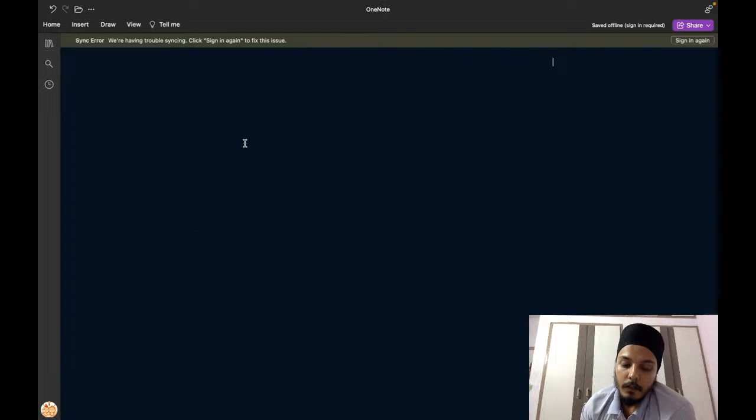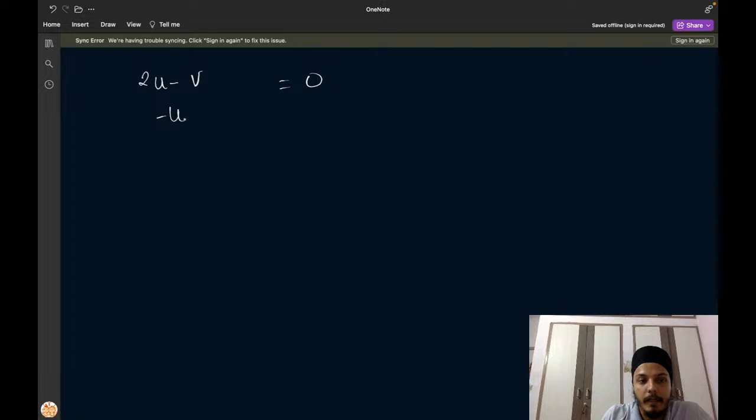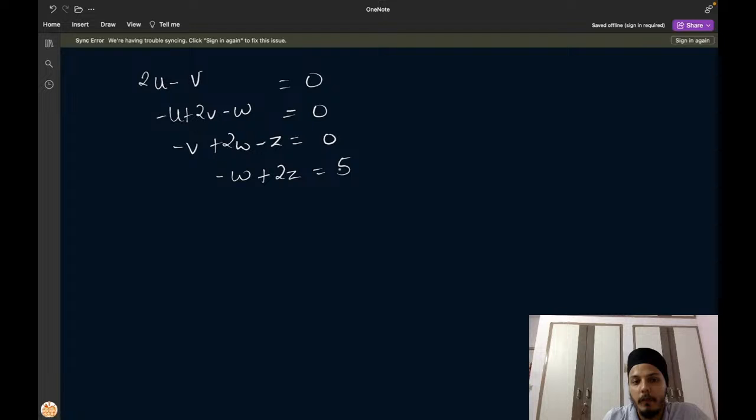Now we will see our last example for this lecture. Hope you are getting this, how to solve this Gaussian elimination. So let us take our last example. It is 2u minus v equals to 0, minus u plus 2v minus w equals to 0, minus v plus 2w minus z equals to 0, and then minus w plus 2z equals to 5.